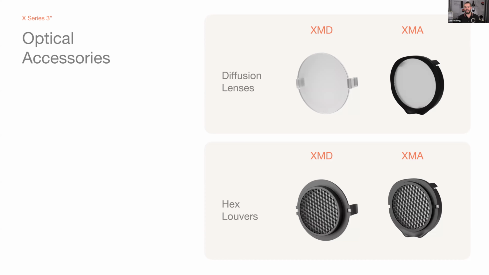The other thing, we do have hex louvers available for the family. So both for the downlight and adjustable, which is really nice. You can add that on as an accessory and get hex louvers to, again, really increase your glare control and overall quiet your ceiling.